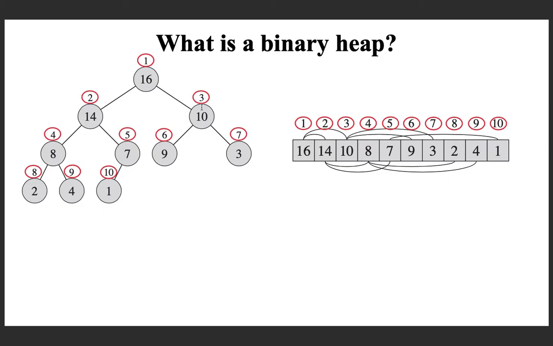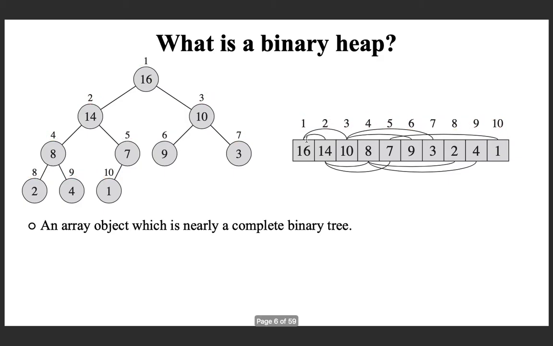We can ask a question: what is the relationship between the indices of a node and its left and right child or parent? So we can consider a binary heap as an array object like this, which is nearly a complete binary tree. And what are the set of properties satisfied?